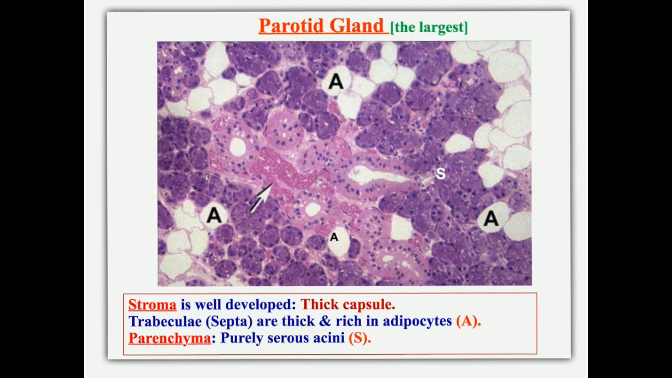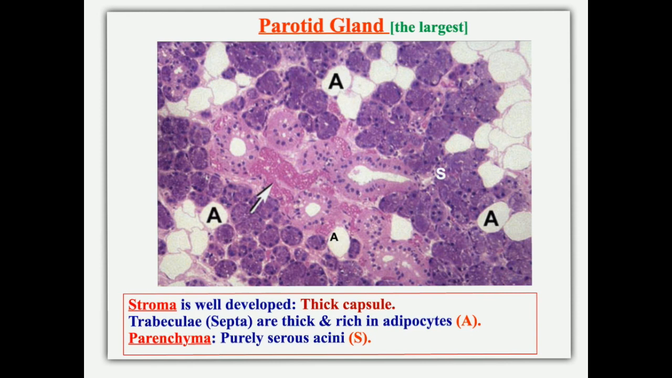Now this is the picture of the parotid gland, which is the largest gland. We can see here a lot of fat cells in the gland. We have here the serous acini, lined by the serous cells with their characters, and then we have the duct system in addition to the blood vessels. And this duct system and blood vessels are present, of course, in the septa or the trabeculae.